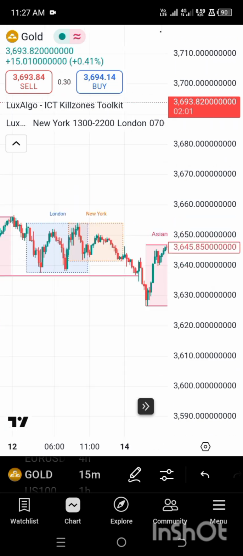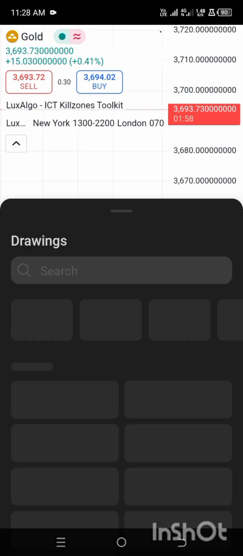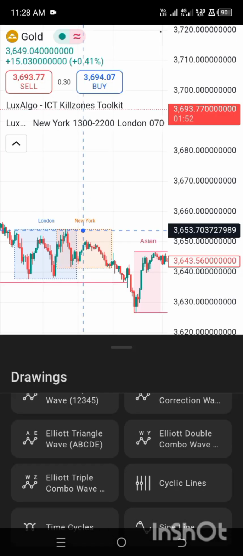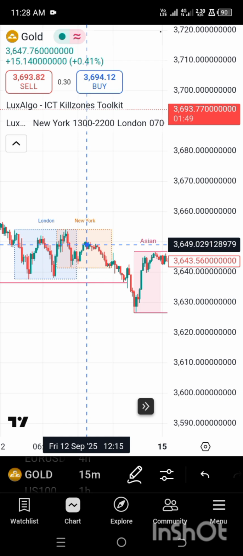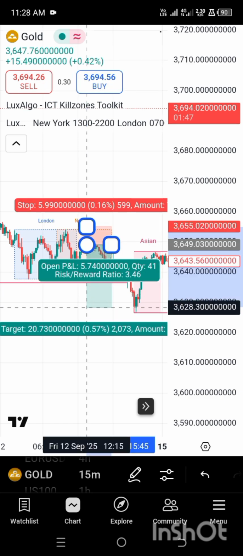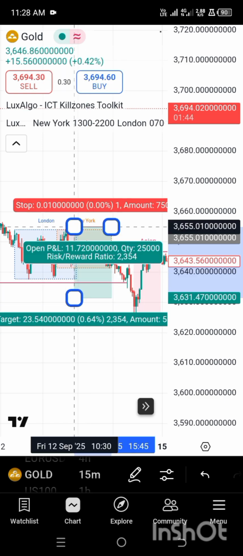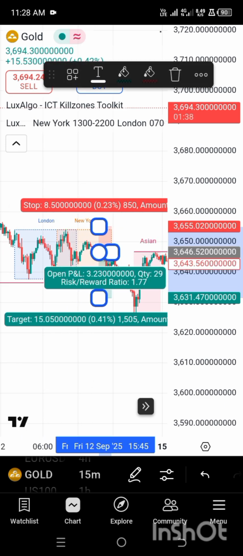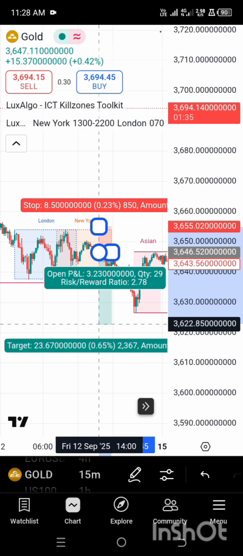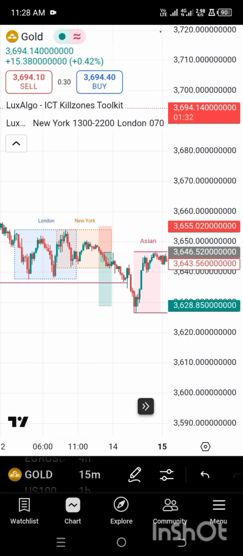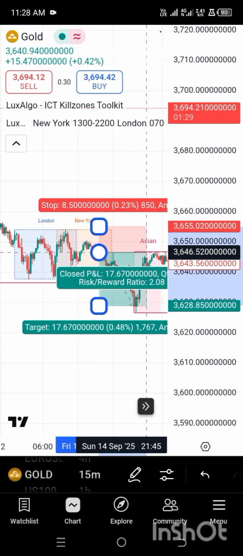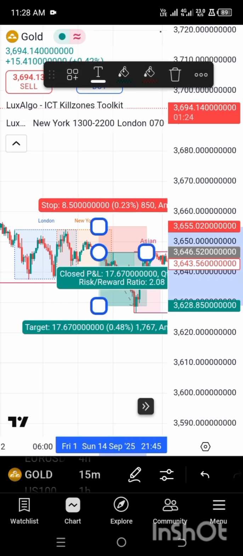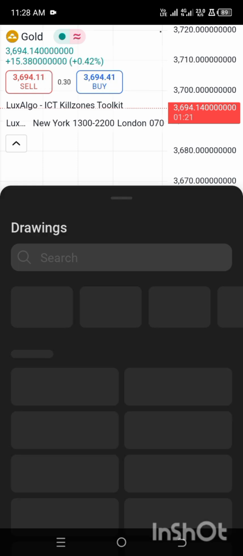For example, let's say we had a short position, you shall just use the same. Come here, short position. For example, you enter the short position here. You are targeting right below here, and your stop loss was right there. This is how you can use the short position tools on TradingView to do your analysis and to mark your charts.